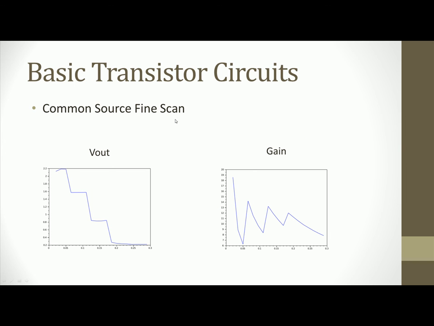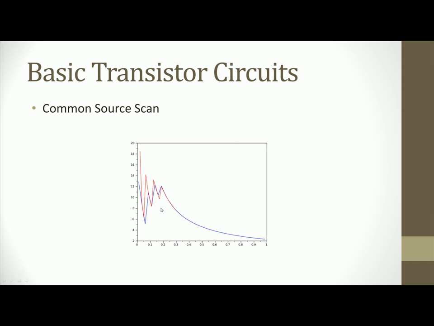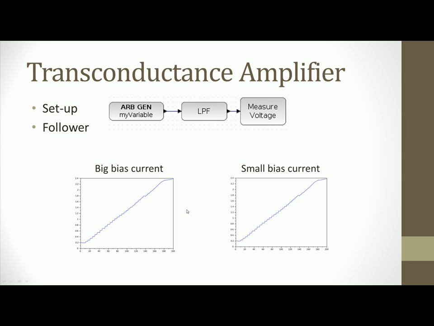Also we do a fine scan. If we just do the average, its gain is more average, like around 11, and we can see the comparison is about the same. And it's the follower setup.